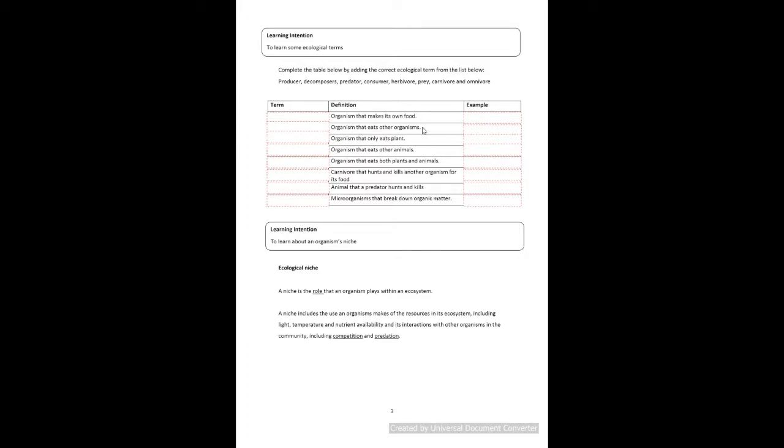Organisms that eat another organism, they consume them, they are consumers. So anything that is not a producer is a consumer. Organisms that eat only plants, so they are your herbivores. I don't want to see vegetarian or vegan written down in the exam. It's not the key term. It is herbivore and cows, sheep, things like that.